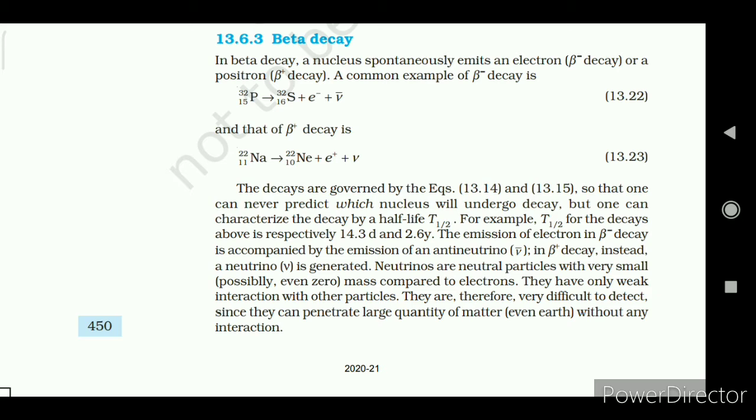Commonly used moderators are water, heavy water, and graphite. The Apsara reactor at the Bhabha Atomic Research Centre, Mumbai, uses water as moderator. The other Indian reactors, which are used for power production, use heavy water as moderator. Because of the use of a moderator, it is possible that the ratio K of the number of fissions produced by a given generation of neutrons to the number of fissions of the preceding generation may be greater than 1.